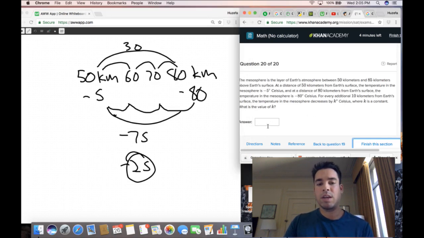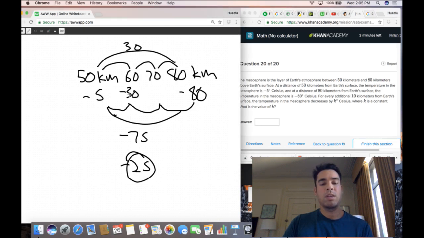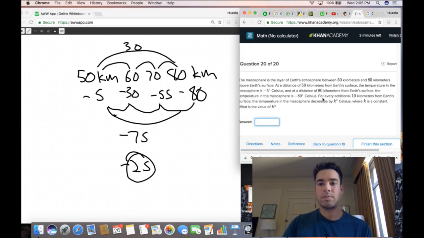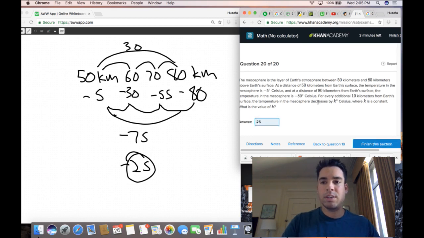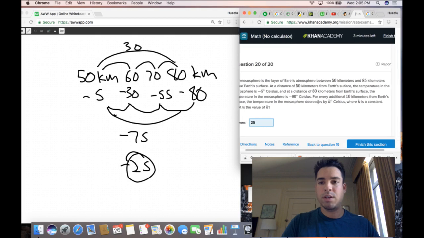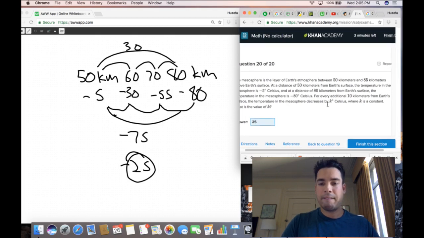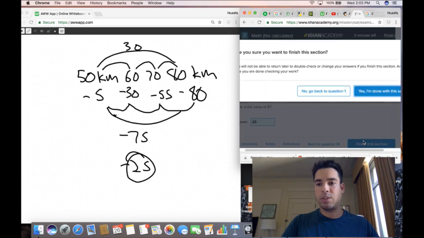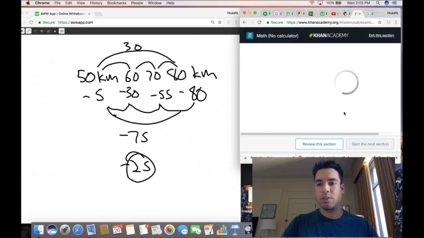I think we put in a positive value. The temperature in the mesosphere decreases by k. Yeah, so they're saying decreases by. You wouldn't say decreases by negative 5. You say decreases by 25, or by 5. But you can see that, right? So negative 5 decreases by 25 becomes negative 30, then negative 55, and then negative 80. So it works. I don't think you can put a negative answer in anyway, so I think we're safe there. For every additional 10, right? All right.